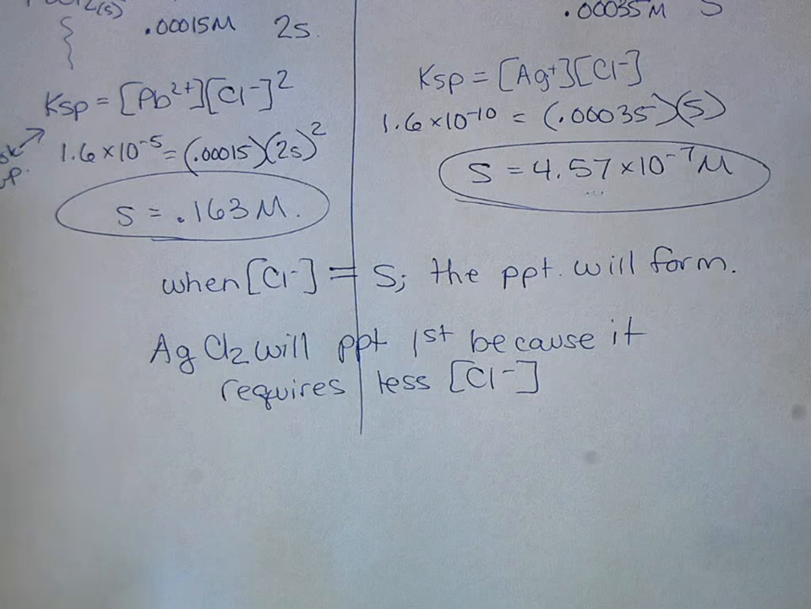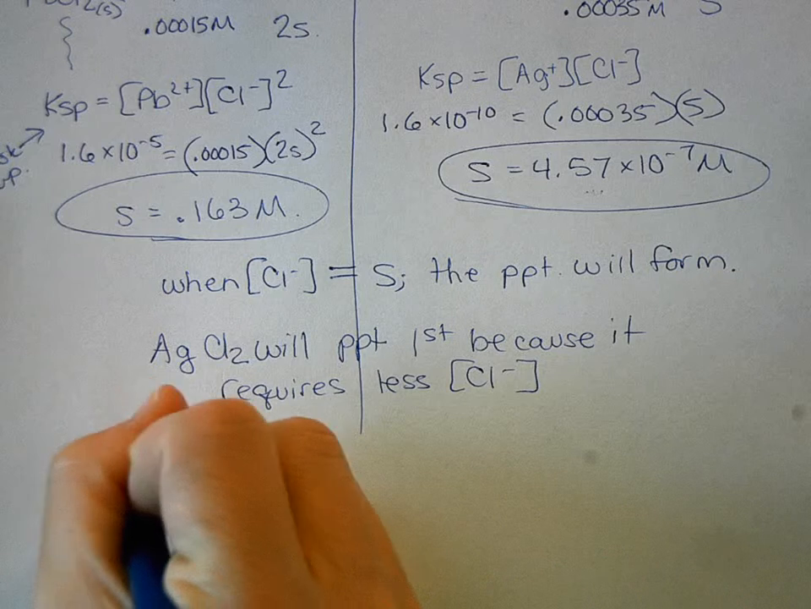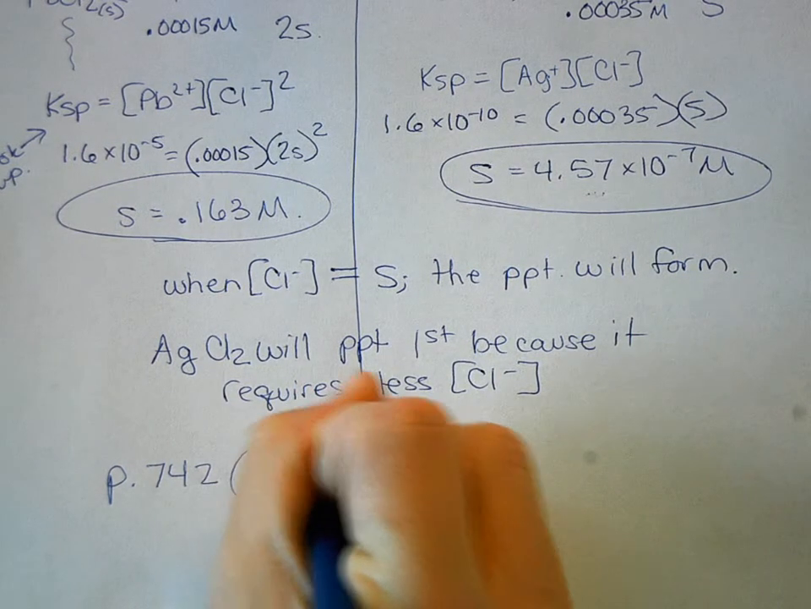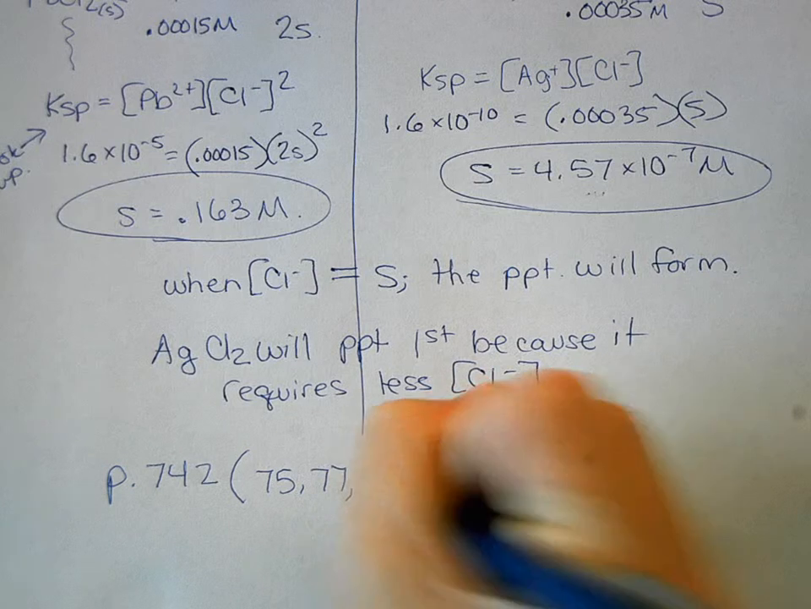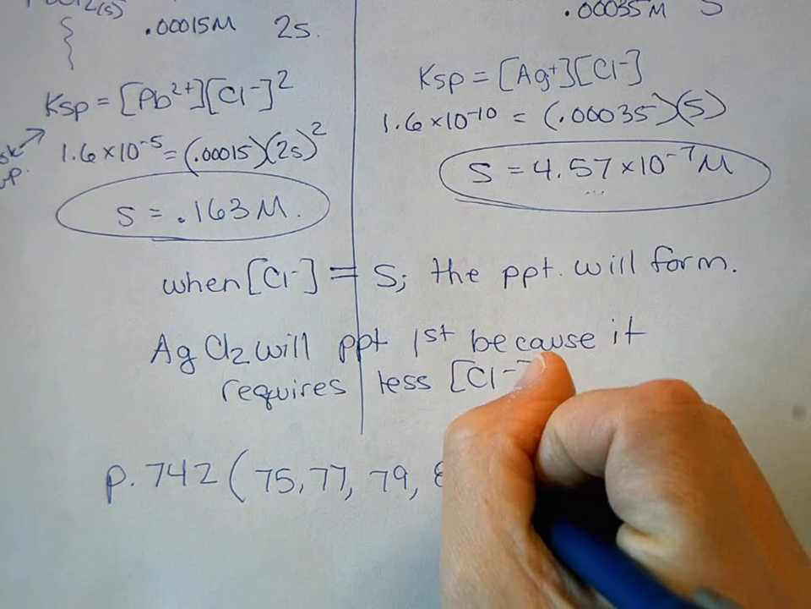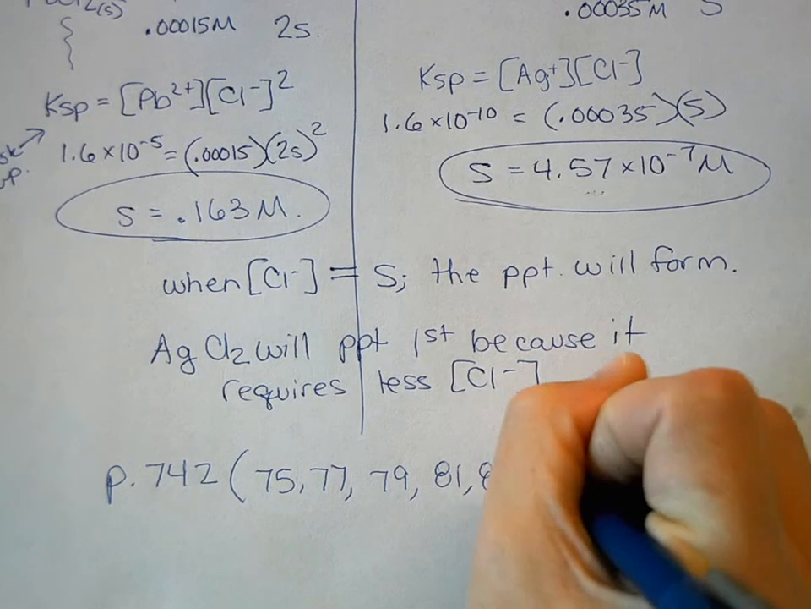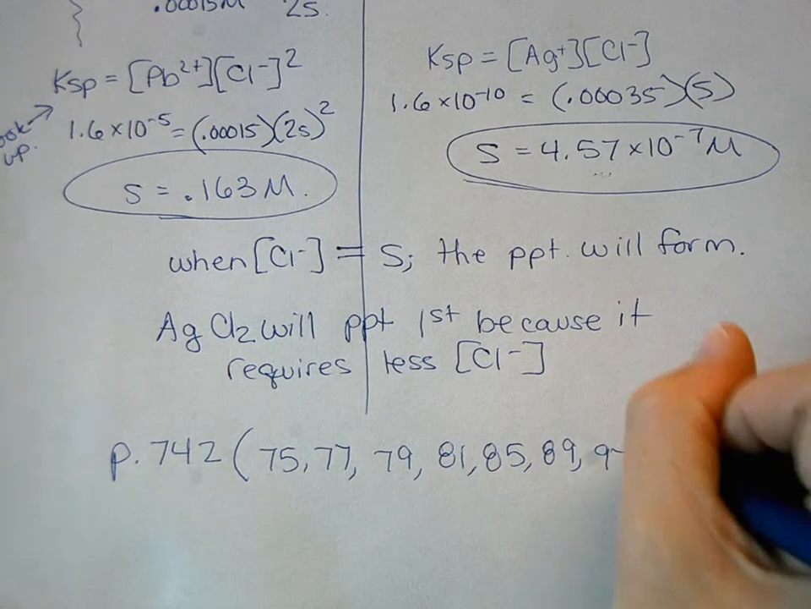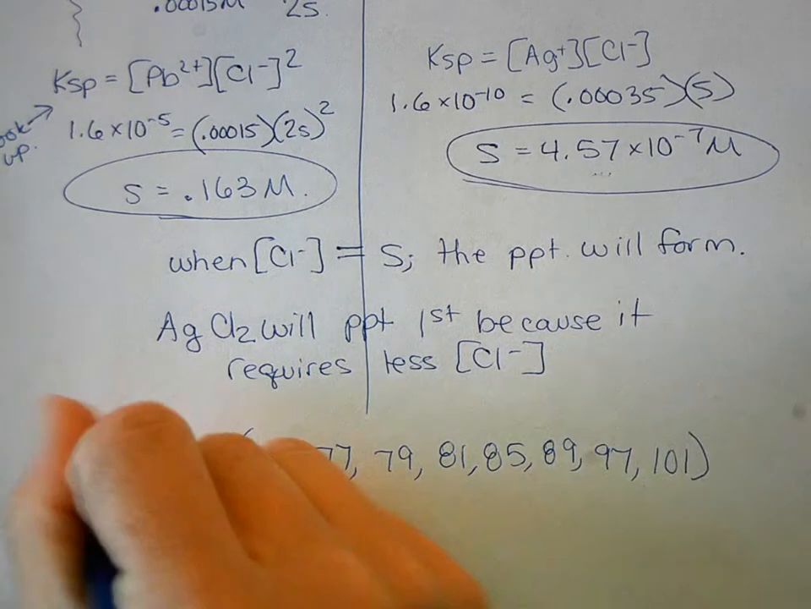Okay, let's see, your homework today is page 742, 75, 77, 79, 81, 85, 89, these aren't as long as the ones from your previous homework, 97, 101. That's pretty much all the new stuff.